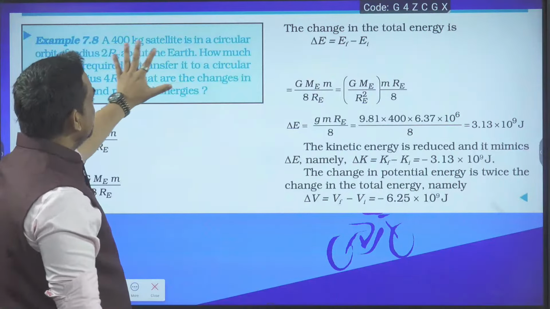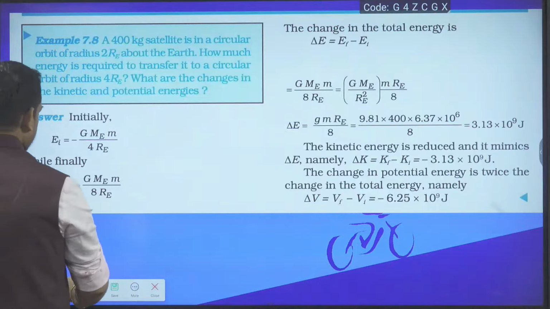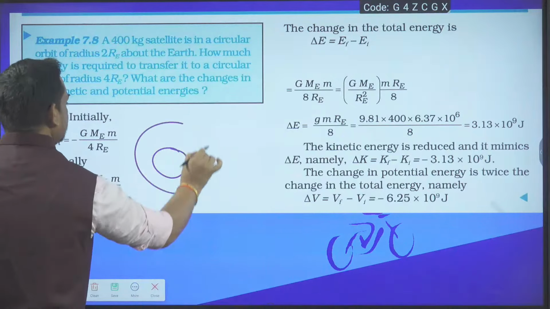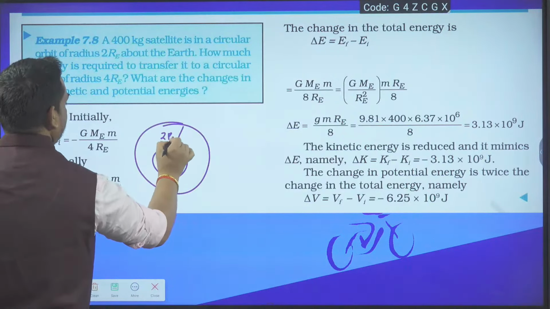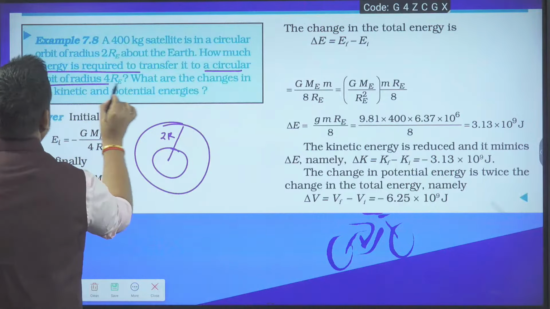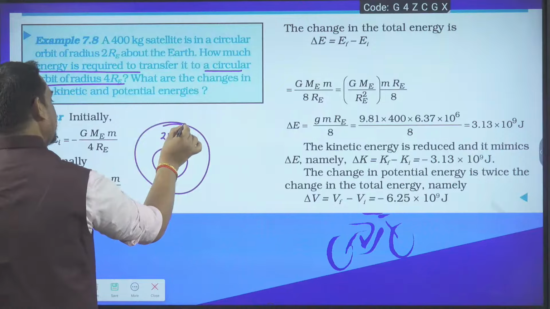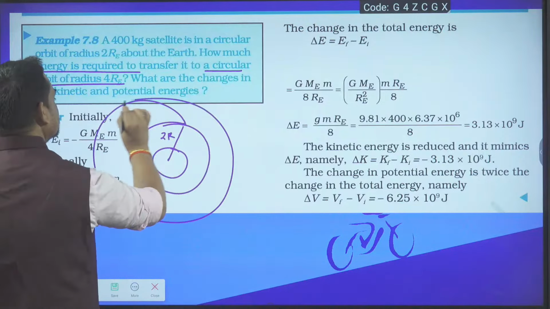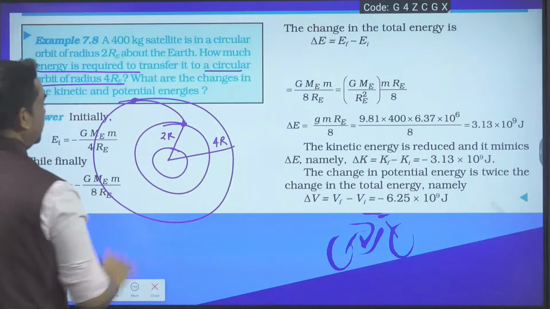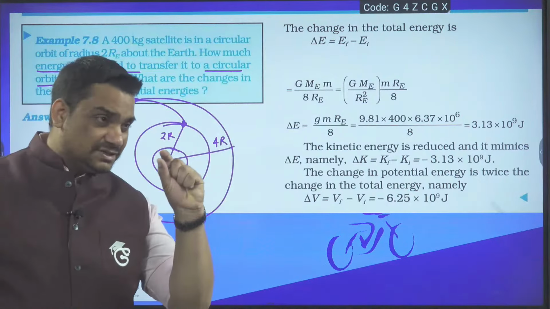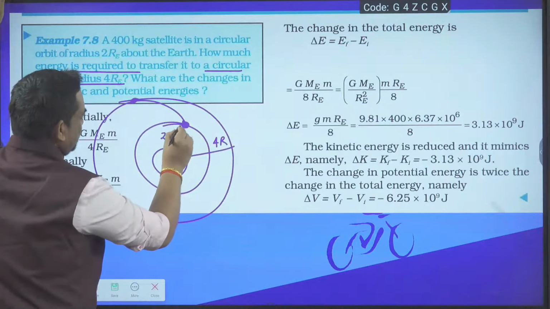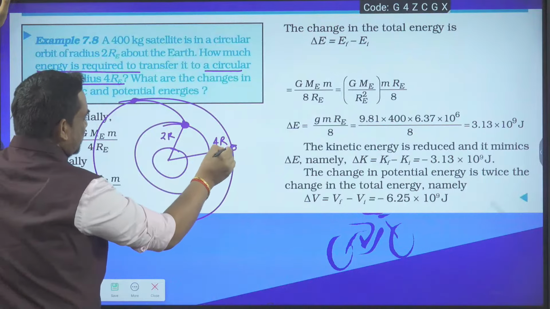If a 400 kg satellite in a circular orbit of radius 2r is moving about the Earth, I will draw here, this is the Earth. It is moving in this orbit. This orbit is 2r. How much energy is required to transfer it to a circular orbit of radius 4r? So from here I will give some energy, so this will go to the orbit of radius 4r. So from here to here it has to move. How much energy is required? You can see it has some energy here. I will take the total energy. In this orbit also we have some total energy.